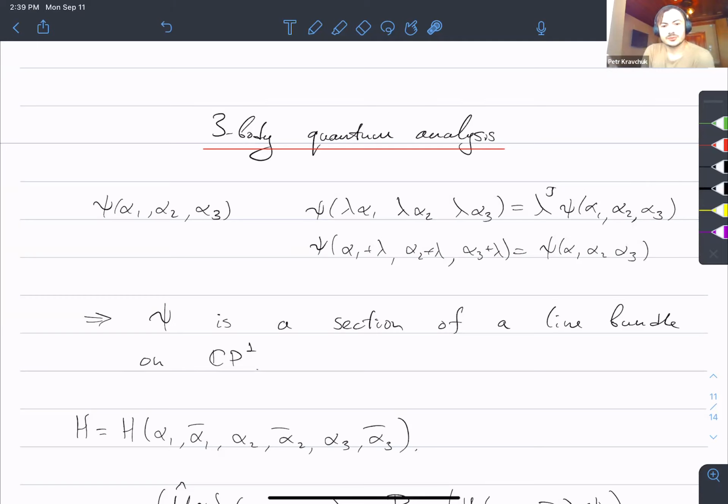But of course, in quantum mechanics, you still have Schrödinger equations to solve. But it's an easier problem than high-dimensional Schrödinger problems. And a similar situation happens here.